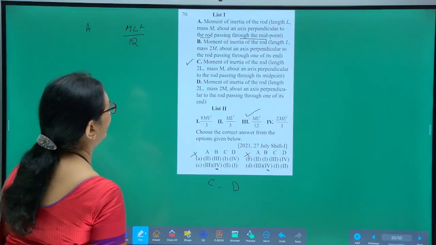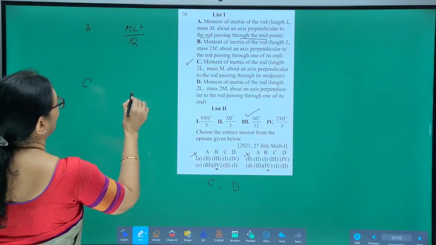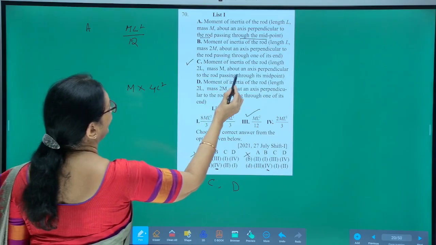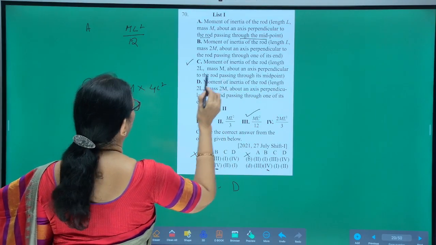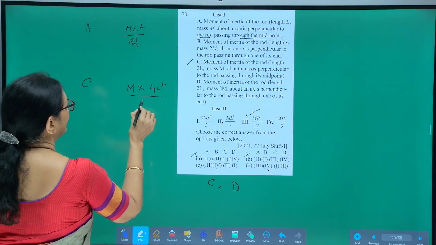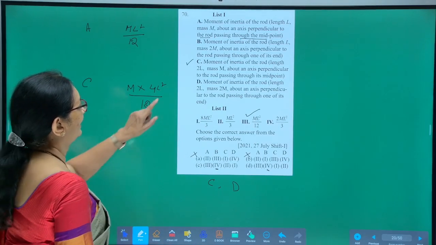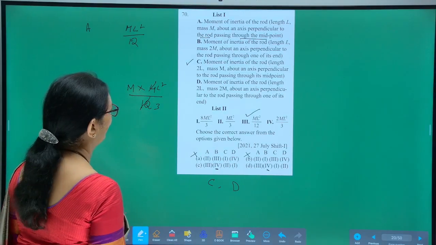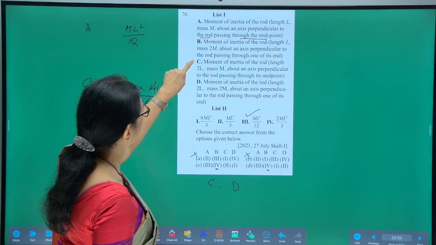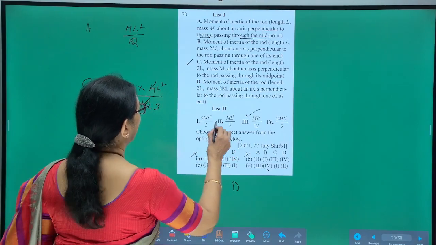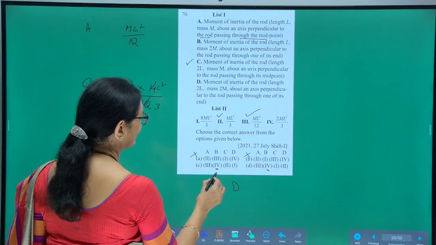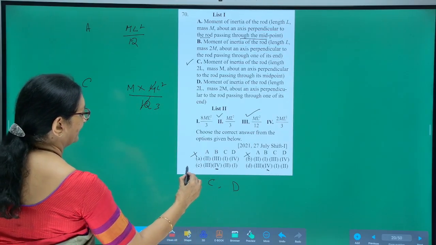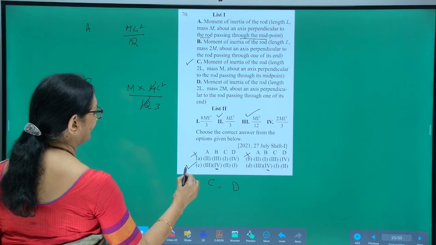Moment of inertia of a rod of length 2L, L square becomes 4L square, about an axis perpendicular to the rod passing through the midpoint, ml square by 12, where L is taken as 2L here. So, this becomes ml square by 3. For C, ml square by 3, that is second, 2. So, for C, 2, this one. This is the correct answer for that problem.